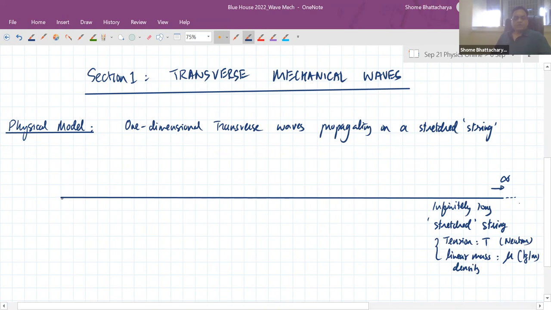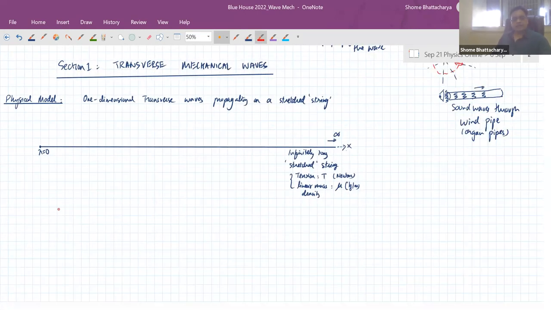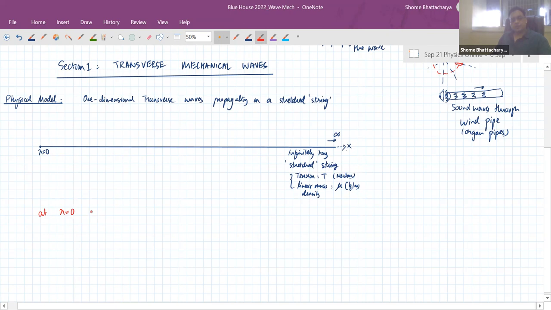So one end of the string is our origin, and the string is treated as our x-axis. So x is tending to infinity on that side. Okay. Now to create a wave on this, just imagine that at x equal to 0, a simple harmonic oscillator given by the equation y is equal to a sine omega t, suppose, is attached.